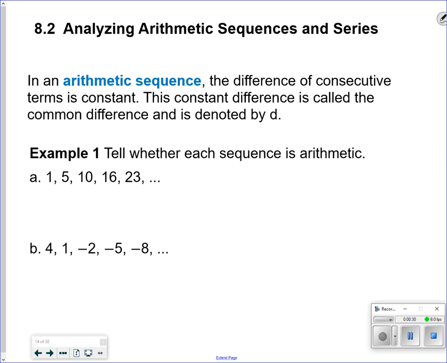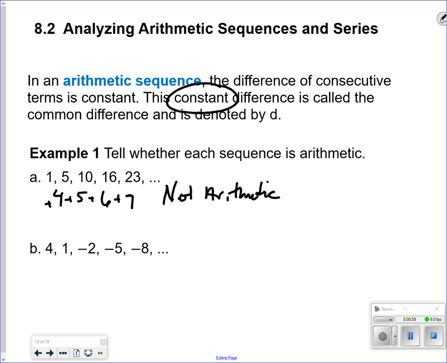So now, 1, 5, 10, 16, 23. Is this arithmetic? Well, you're adding 4 the first time, 5 the second time, 6 the third time, and 7 the next time. So even though it is a pattern, because you are adding a different number, and remember that number needs to be constant each time, this is not arithmetic. It is a pattern, just not an arithmetic pattern.